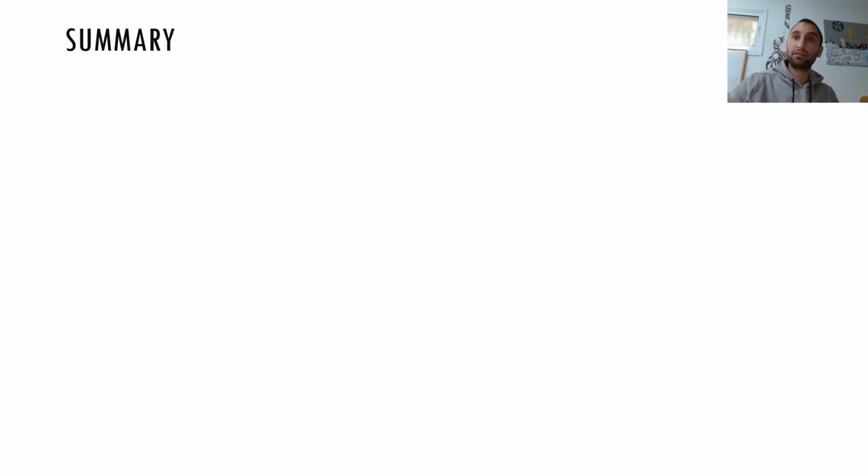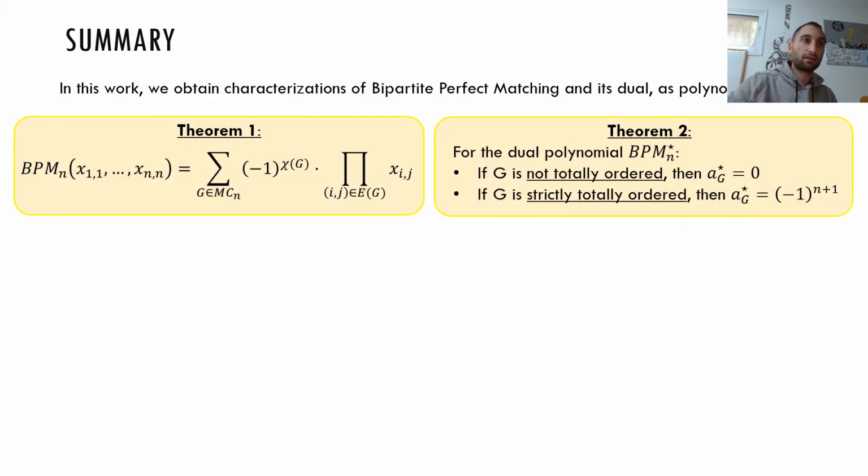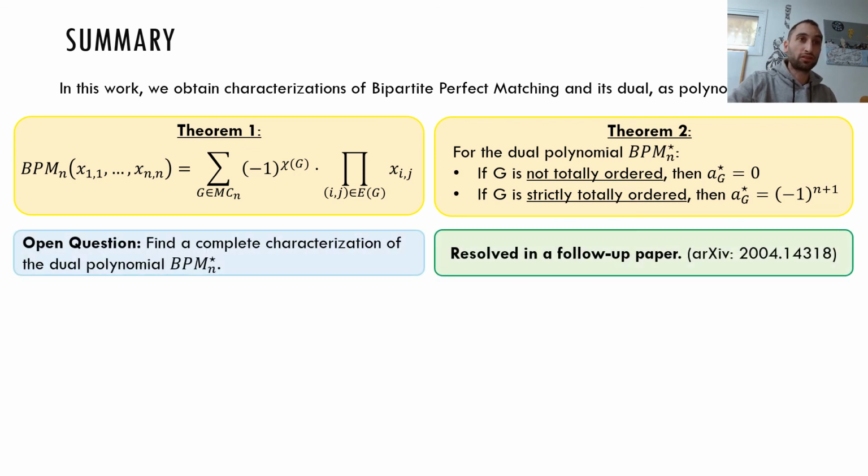So to summarize, in this paper we characterize the bipartite perfect matching function and its Boolean dual using polynomials. These characterizations imply complexity theoretic results, of which we've seen a few. However, many open questions remain. Our first open question was to determine the complete characterization of BPM star, but this has since been resolved in a follow-up paper.